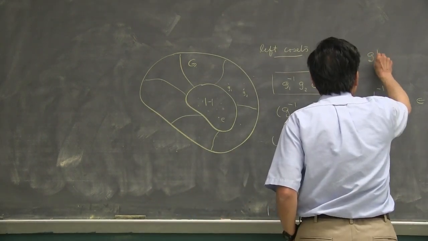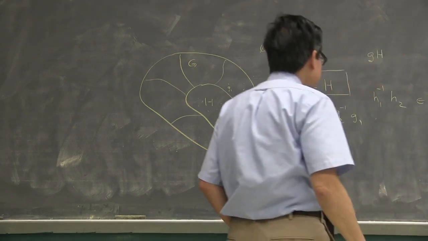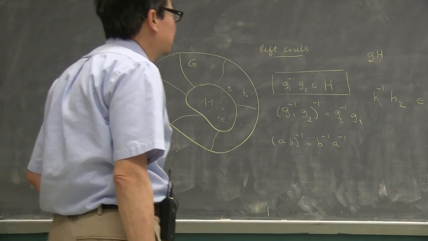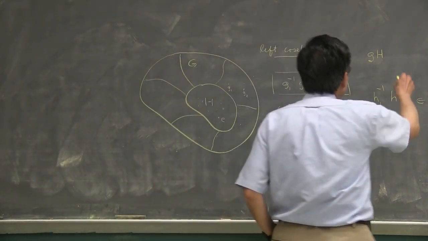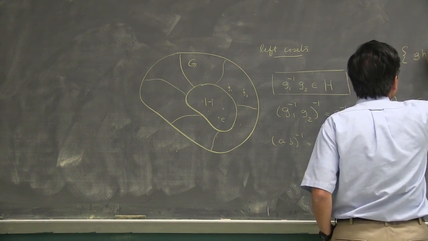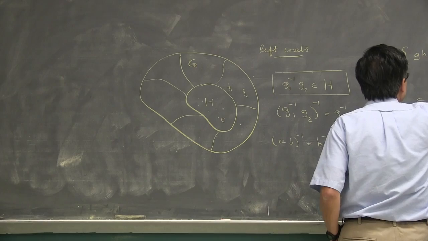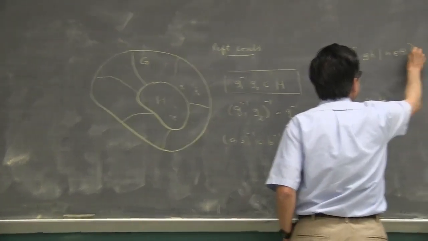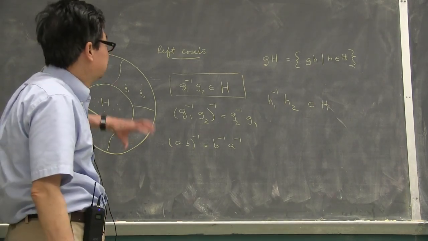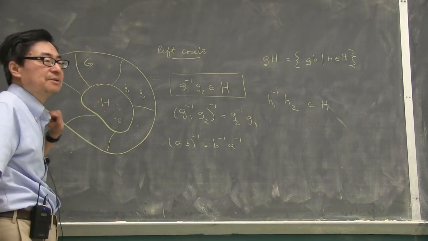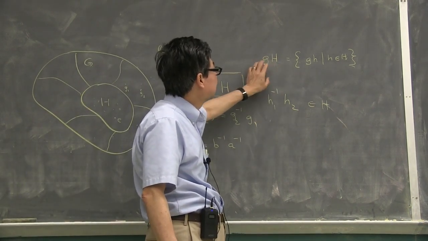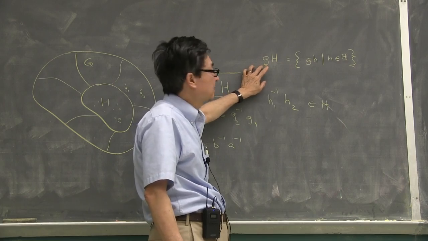coset as some little g inside of G multiplied by H, and by this I mean all the elements gh, such that h is an element of H. Do you understand what that means? Okay. You pick anything out of G itself, okay? And then you multiply on the left. Well, g stands on the left. That's why this is called a left coset.